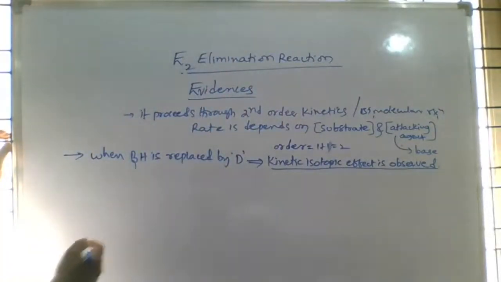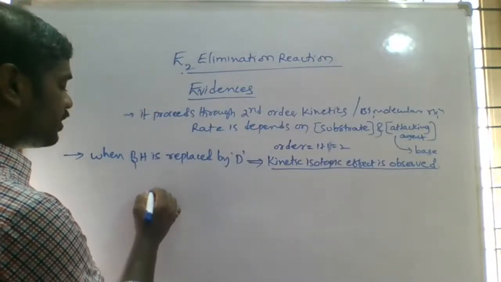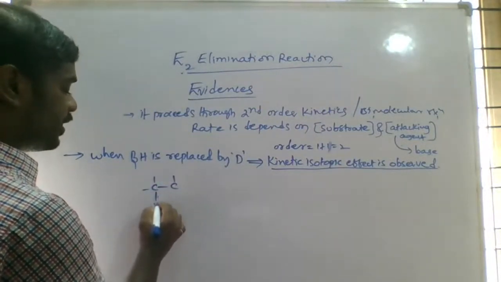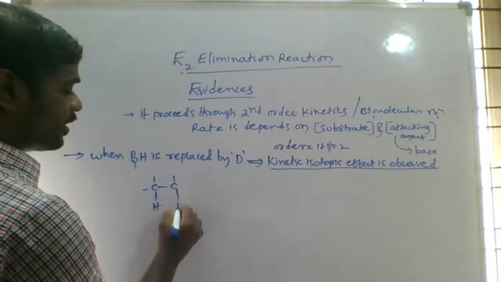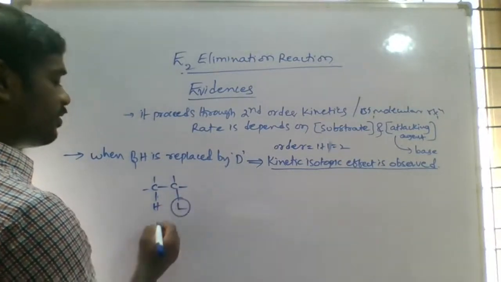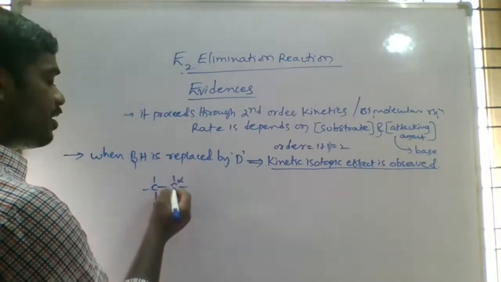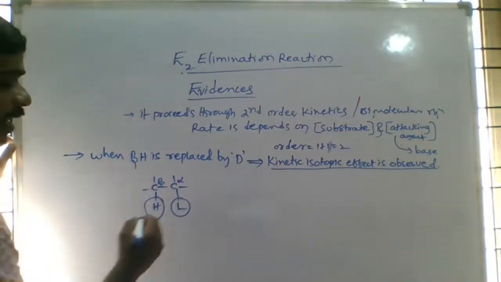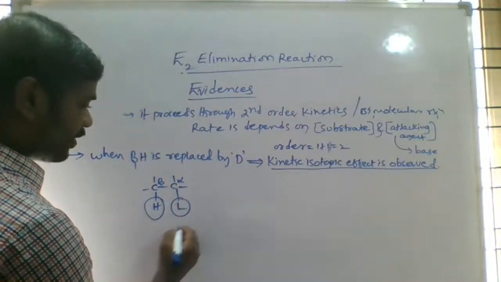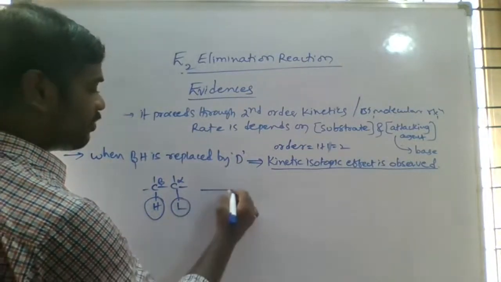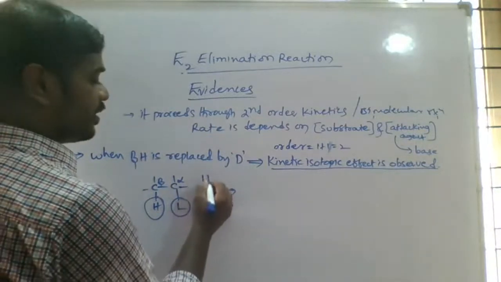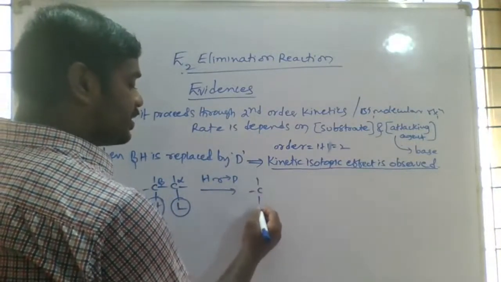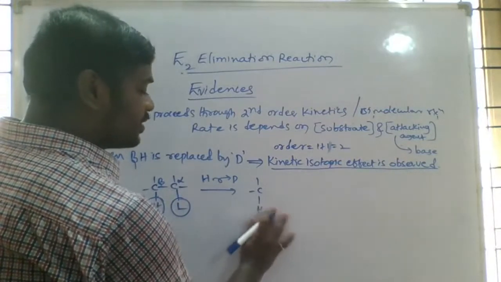Here, for example, this is H, here leaving group is there. So with respect to the leaving group, the attached carbon is alpha and then the adjacent carbon is beta. Beta carbon has the hydrogen. So this hydrogen can be replaced by the deuterium. So the rate also changes. The rate of the elimination also changes.